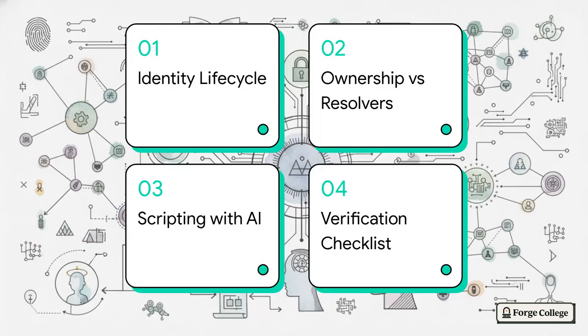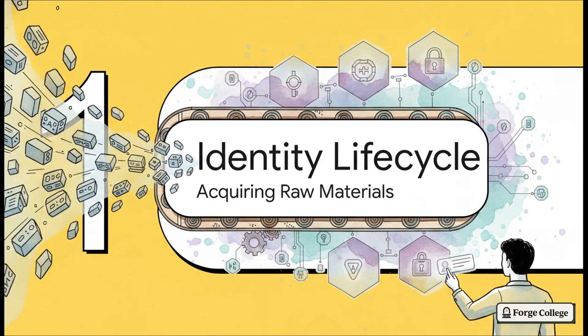Think of this as today's engineering schematic for building our identity machine. We'll start with the identity lifecycle, look at ownership versus resolvers, touch on scripting with AI, and wrap up with the verification checklist. Starting with Section 1.